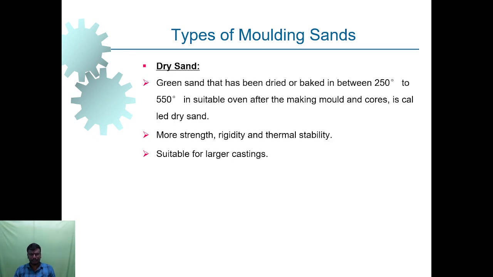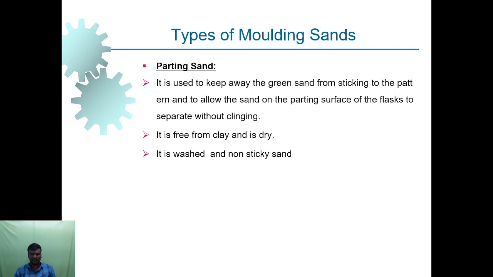Another type of molding sand is dry sand. The green sand that has been dried or baked between 250 degrees and 550 degrees in a suitable oven after making the mold and cores is called dry sand. Dry sand has more strength, rigidity and thermal stability. Dry sand is suitable for larger castings.